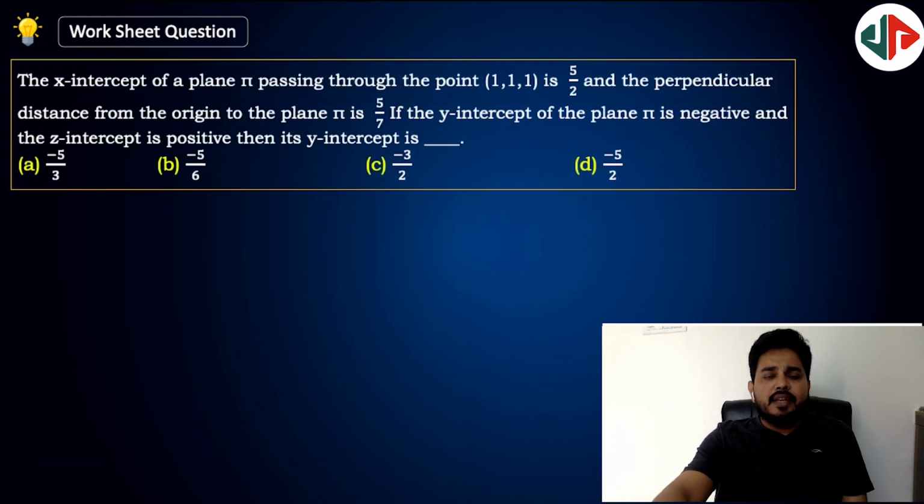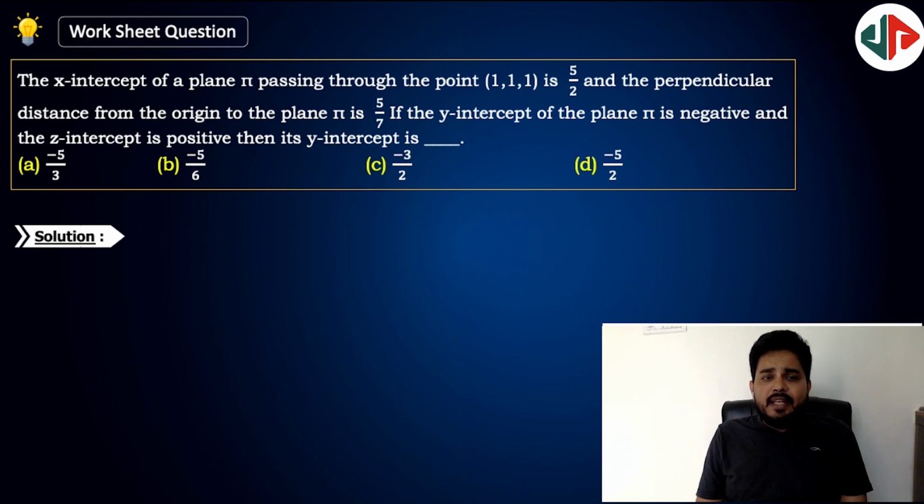Next question is the x-intercept of the plane passing through this is 5 by 2. And perpendicular distance from origin to the plane is this one. If the y-intercept of plane pi is negative and z-intercept is positive, what is the y-intercept? So the plane is passing through this one, x-intercept is this one, and perpendicular distance from origin to the plane is this one.